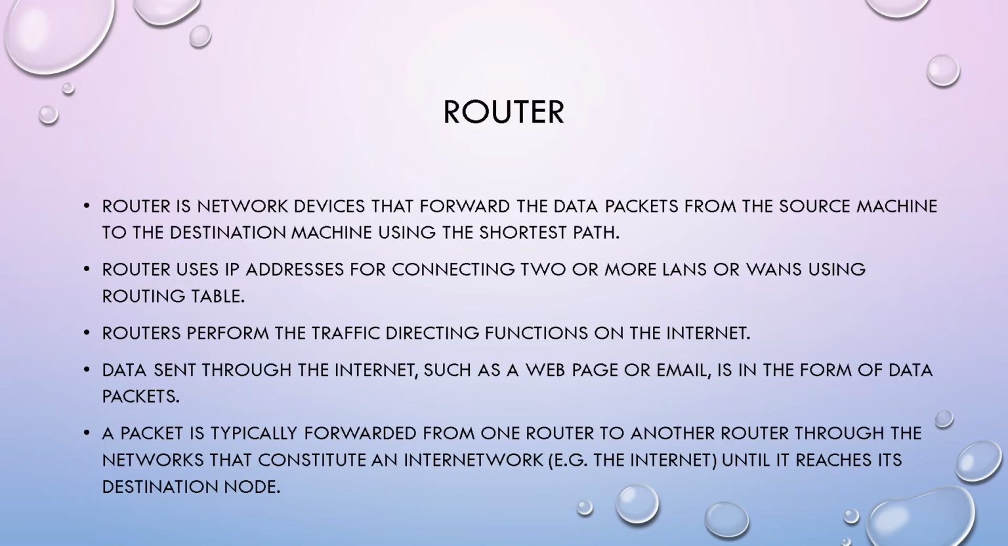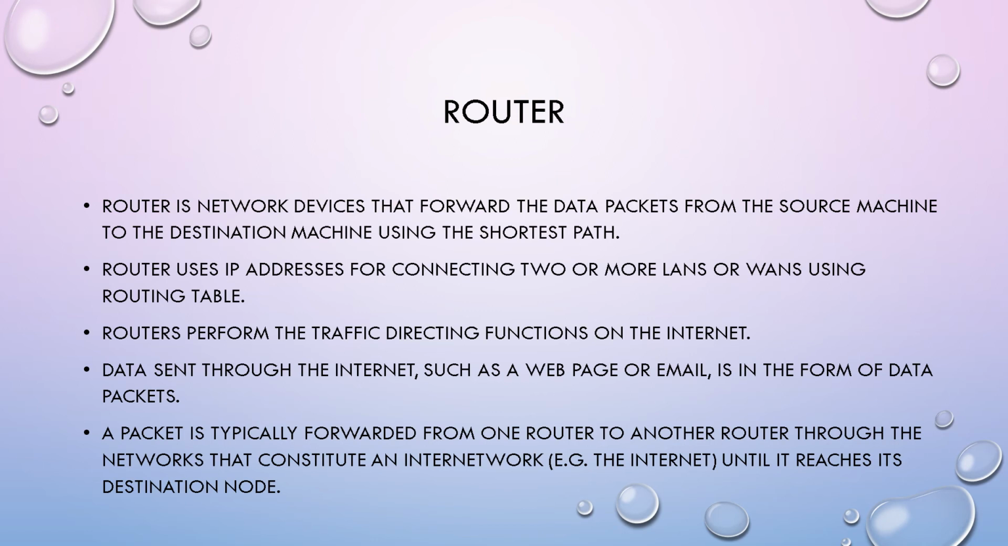Now let's see what a router is. You have come across a router, for example a Geofy, which is a router through which we connect to the internet through Wi-Fi. A router is a network device that forwards data packets from the source machine to the destination machine using the shortest path. Suppose you're browsing a website: from the source machine you're sending a message or browsing to get information. While sending a message or text, a router uses the shortest path.